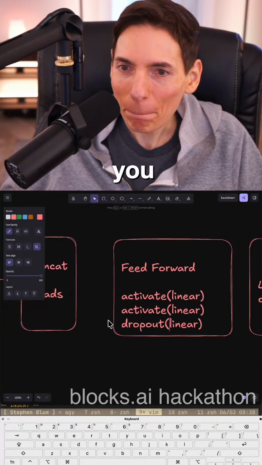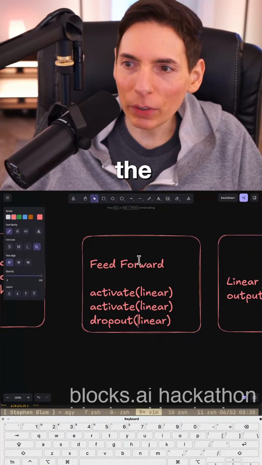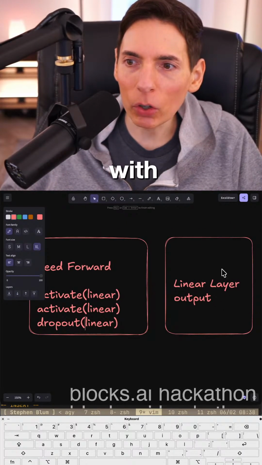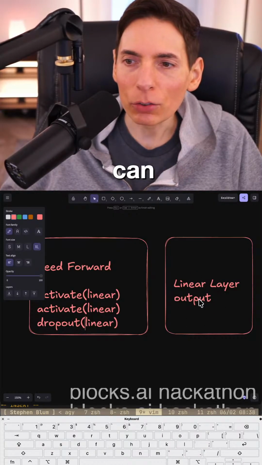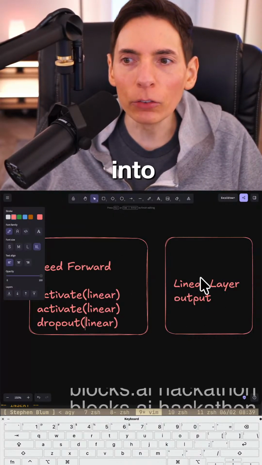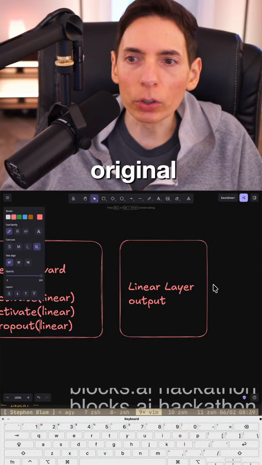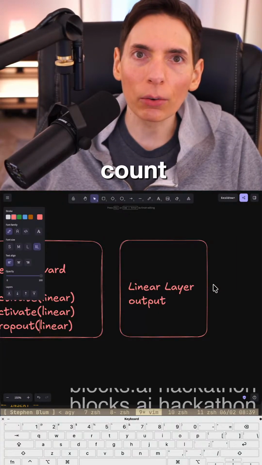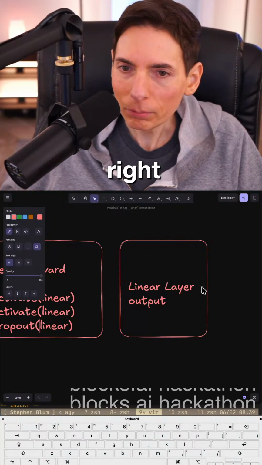Thank you. Okay, so that's the feed forward, and then we get a linear output with no activation, which can convert whatever dimensionality we have here back into our original token count, I believe, right? Okay.